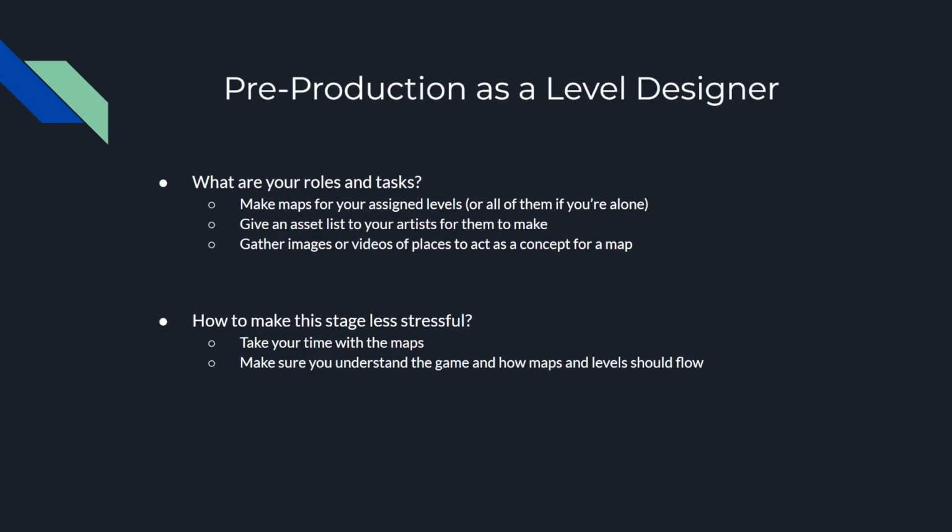You also give an asset list to your artist, if you have one, for them to make. This includes little things such as trees, buildings, weapons, rocks, pretty much anything you would need to make a very good level. And you also gather images or videos of places to act as inspiration. So if you want to make a little store, you can go to your local grocery store and take some pictures around there to get a feel of what it's like being inside.